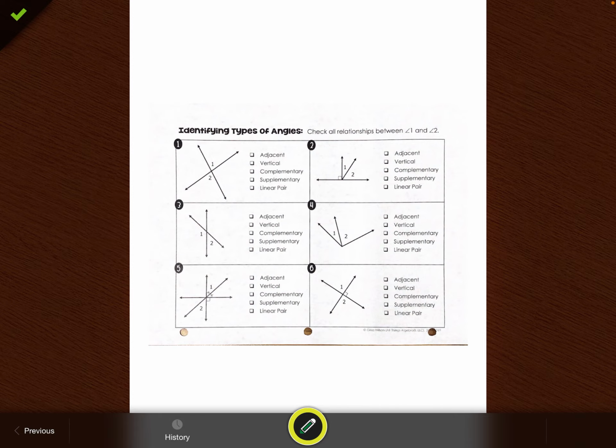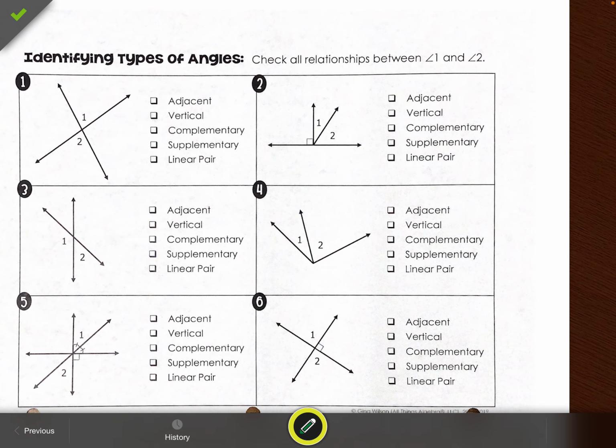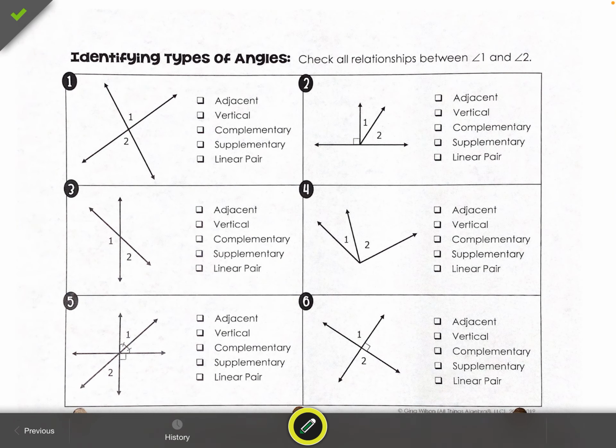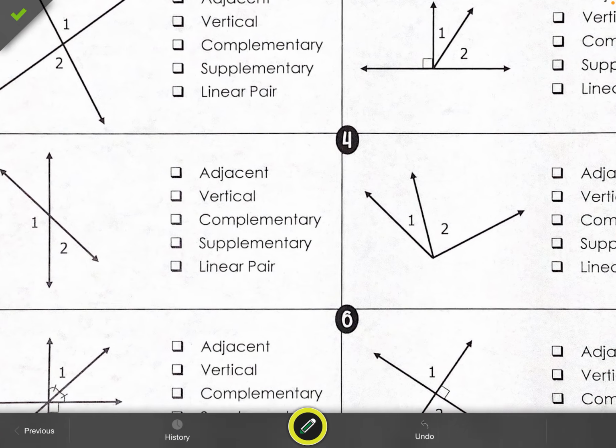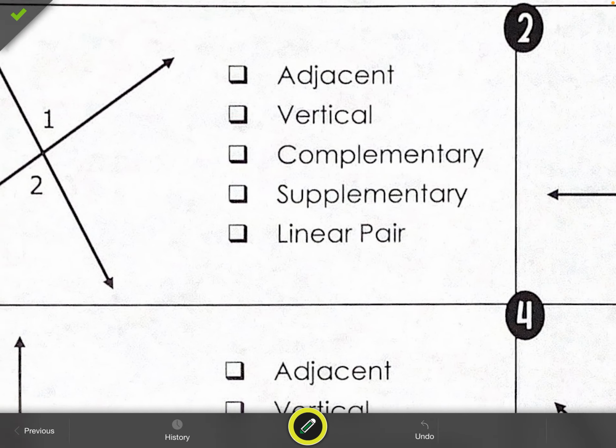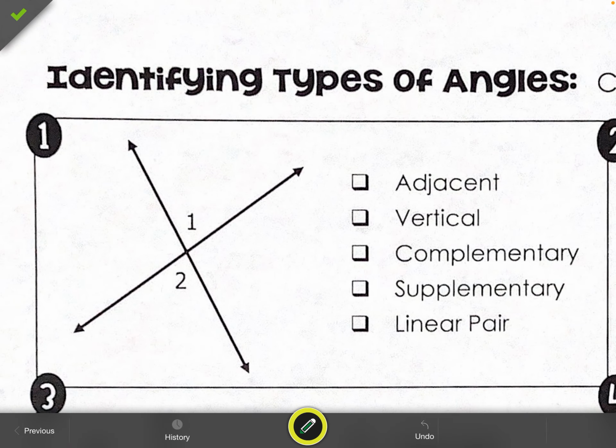So go to the next page, flip it over to the back. All right, it says identifying types of angles. Check all relationships between 1 and 2. Now, watch out for this word, okay, because they are trying to get you there. So let's look at example 1. They want us to look at angle 1 and 2, and you may want to mark it just so you can really see.